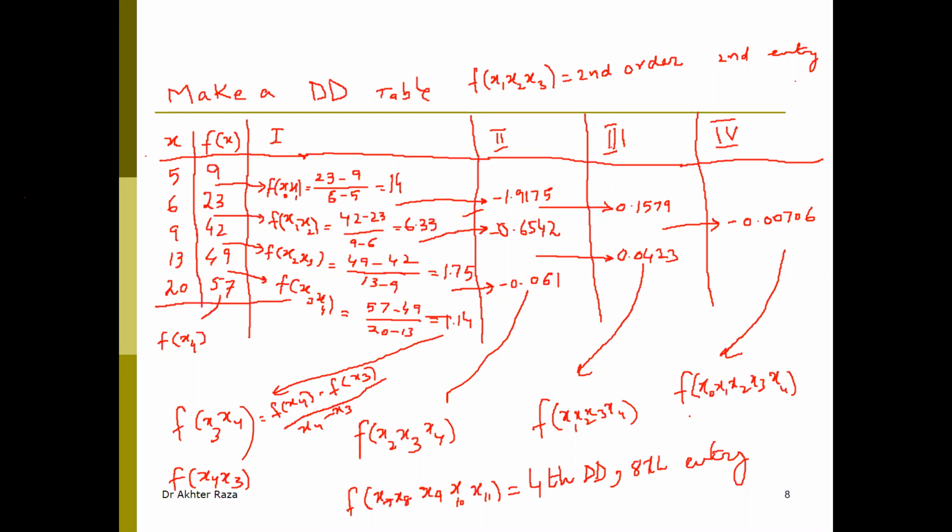This is same as f(x1, x0, x2, x3, x4). The both things are same. And it is same as if I started x4, x3, x2, x1, x0. Both are same, because by changing the sequence of these arguments, the answer will not be changed. The answer remains same. So this is the divided difference table.